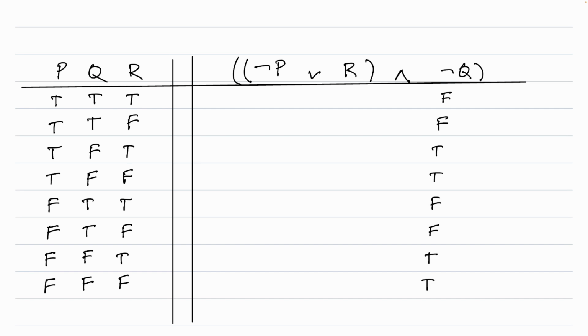In any row where not Q is false, the whole conjunction, not P or R and not Q, has to be false. So we can already declare that conjunction false in 4 of the 8 rows. To calculate the truth value of not P or R and not Q in the remaining 4 rows, we need to figure out the truth value of its first conjunct, not P or R, in those 4 rows.